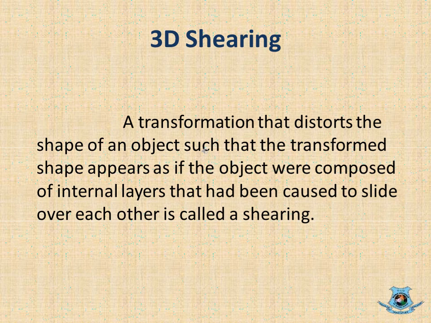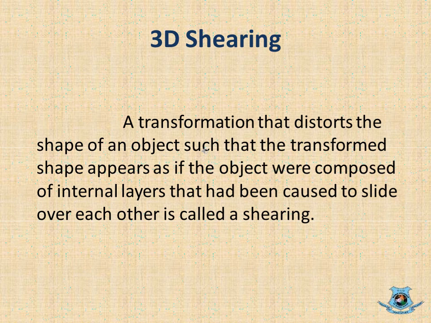Next is the 3D shearing, a transformation that distorts the shape of an object such that the transformed shape appears as if the object were composed of internal layers that had been caused to slide over each other. This is called shearing. 3D shearing is an ideal technique to change the shape of an existing object in a three-dimensional plane. In a three-dimensional plane, the object size can be changed along the x direction, y direction as well as the z direction.